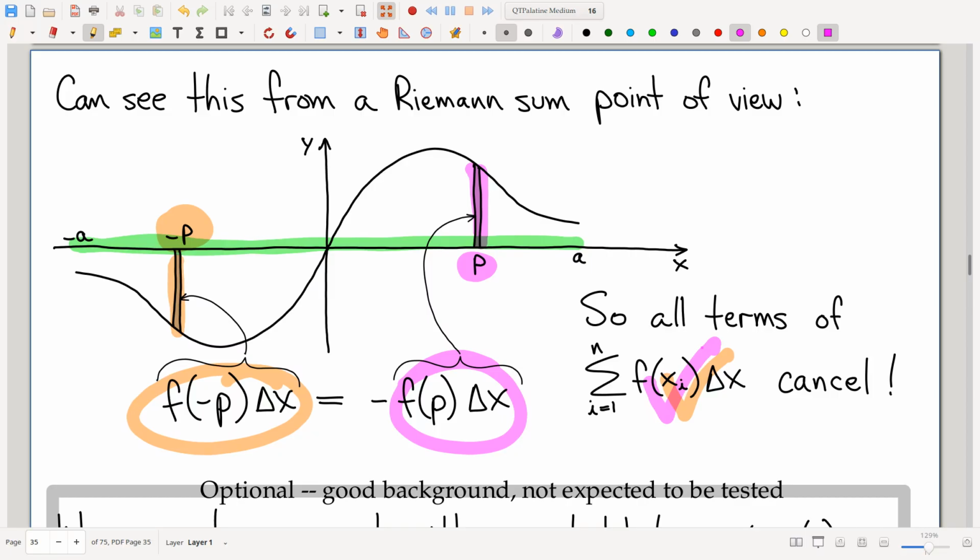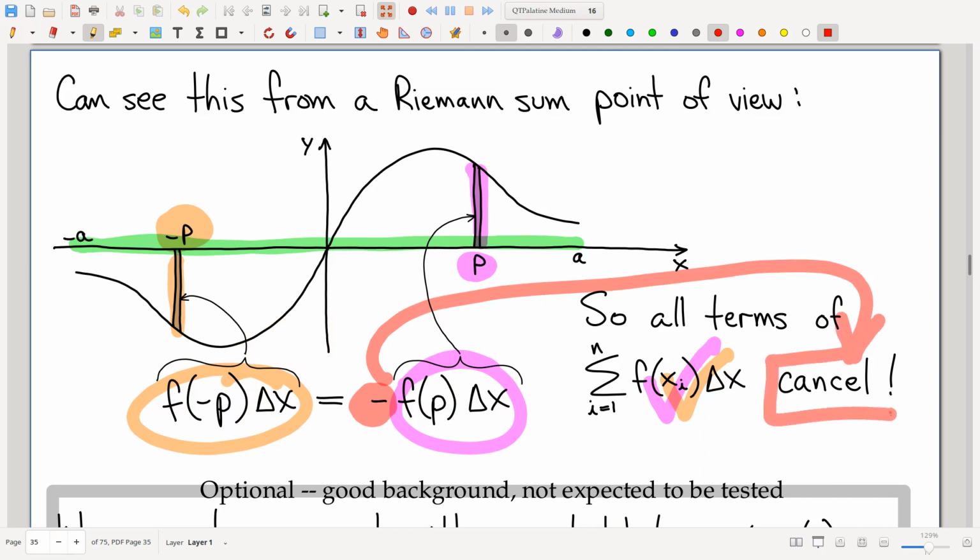And then because of the oddness, now keep in mind, odd means that f of negative p equals negative f of p. You write that down, and then you realize that these two terms are negatives of each other, and two terms in a summation that are negatives of each other will cancel. So all the terms pair up and cancel, and you're left with this integral being 0.